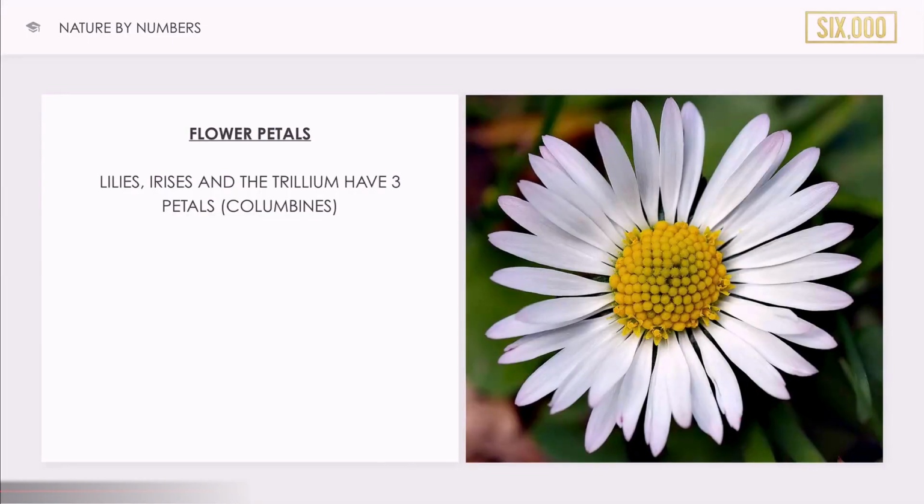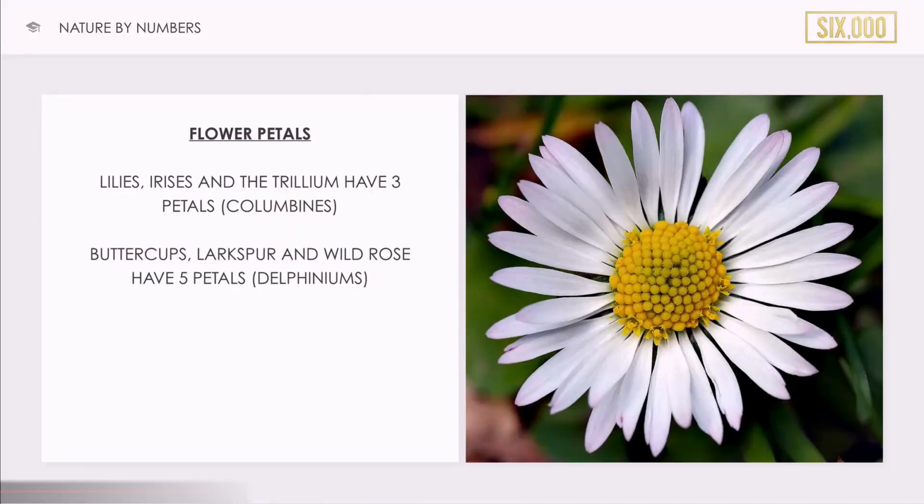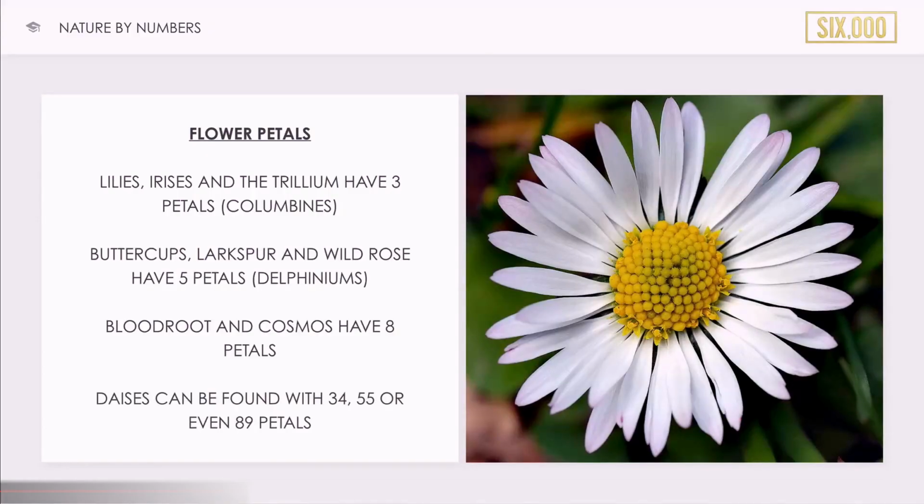Lilies, irises, and trillium have 3 petals. Again, that's a number in the Fibonacci numerical sequence. Buttercups, larkspur, and wild rose have 5 petals. Bloodroot and cosmos have 8 petals. Daisies can be found with 34, 55, or even 89. Sometimes they will be relatively close to that number. They will be 33 or 35 with daisies, but they will be extremely close to a Fibonacci number.